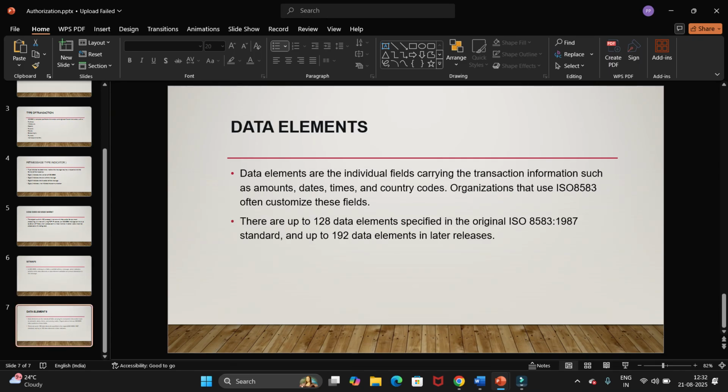Next, we have the data elements. These are the fields that contain transaction data. ISO 8583 defines up to 128 data elements, each with a specific purpose. Data elements include the primary account number, or the card number, the processing code, transaction amount, time, date, response code, expiry date, and POS entry mode. So we have different types of data elements.